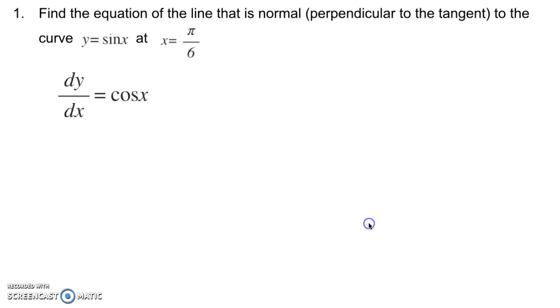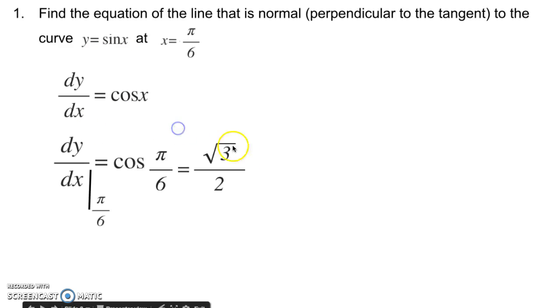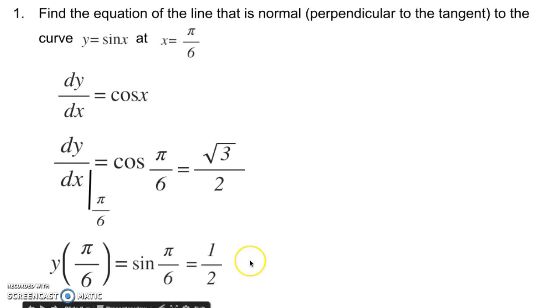Starting with slope, we take the derivative of the given function y equals sine x, so dy over dx equals cosine x. And since we are given the x value, we plug pi over 6 into the derivative and get radical 3 over 2, since that's the cosine of pi over 6. Then we plug pi over 6 into the original function and get 1/2, since that's sine of pi over 6.